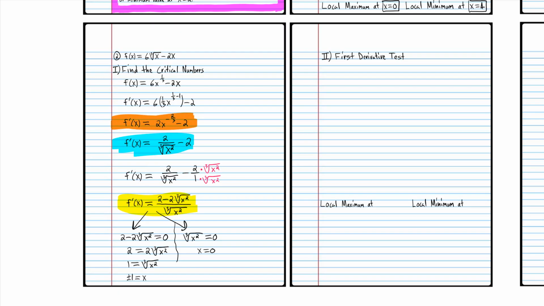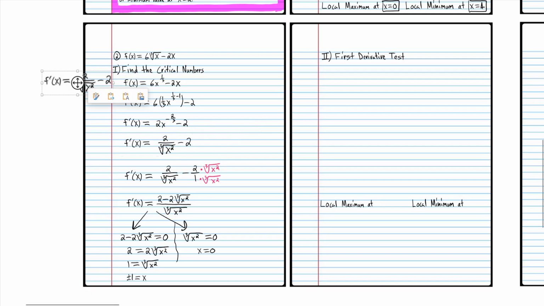If we're going to test the function using the first derivative test, we have to use the derivative function. Remember, that's how the first derivative test works. But which equation do we use? Well, we use the easiest one to use. The easiest one is going to be the blue one. So I'm going to copy that blue equation and paste it, just so we don't have to constantly look down.